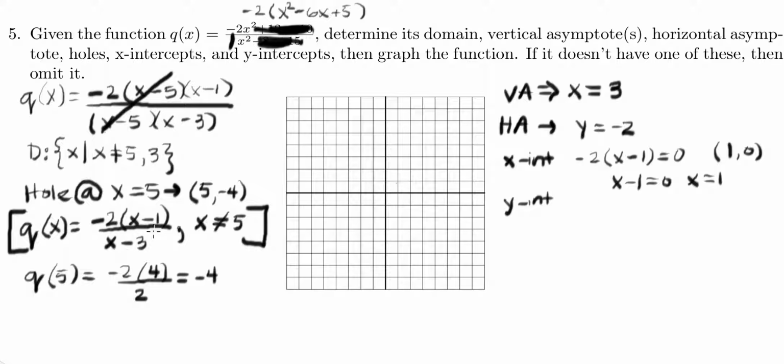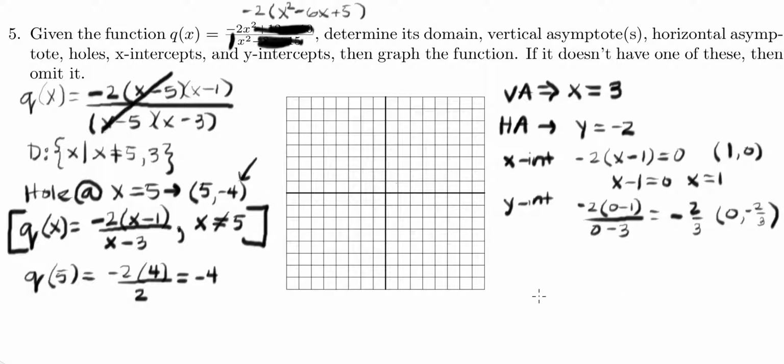So what we're going to do is plug 0 into the function, and we're going to get negative 2 times 0 minus 1 over 0 minus 3. And that's going to come out to negative 2/3. So our y-intercept is going to be located at 0, comma, negative 2/3. So we've got our vertical asymptote, our horizontal asymptote, our x-intercept, our y-intercept, and our hole located at that point right there.